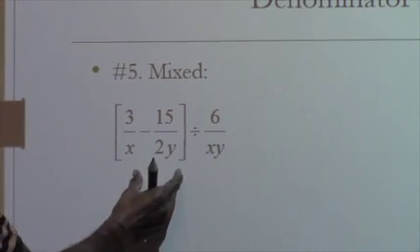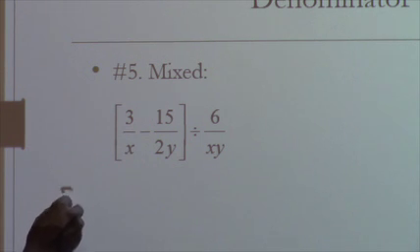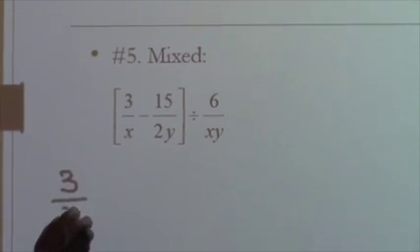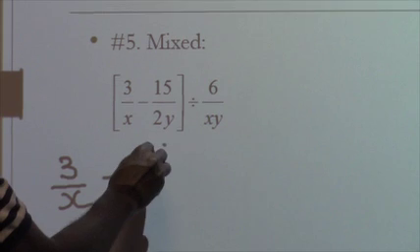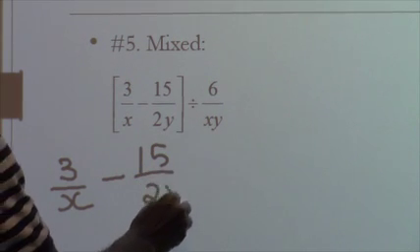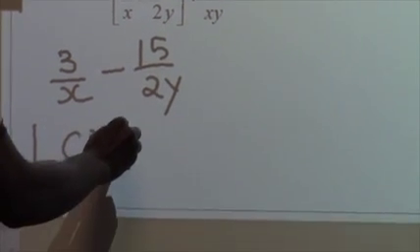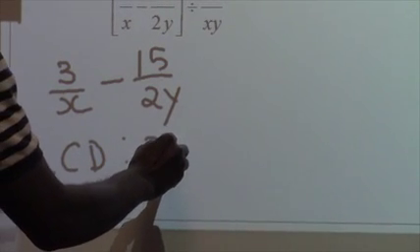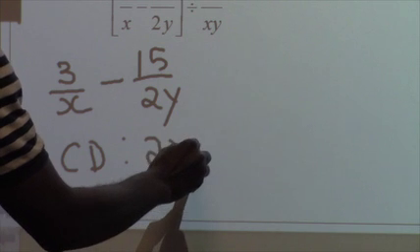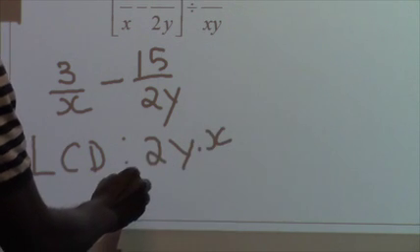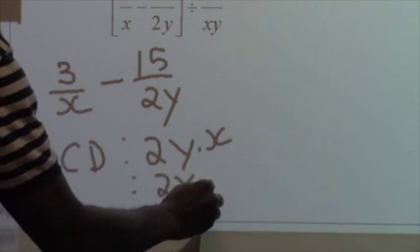We have subtraction in the bracket, so let's do that first. So we have 3/x minus 15/2y. Now we see that our denominators are unlike, they have no common factor. So the LCD for our denominators x and 2y will just be the product of those two. It will be 2y times x, which is basically the same as 2xy.